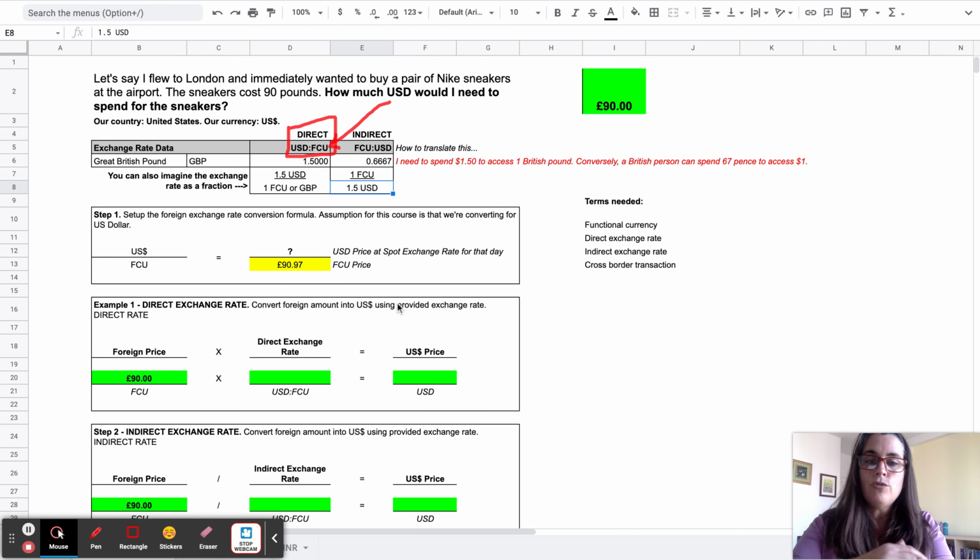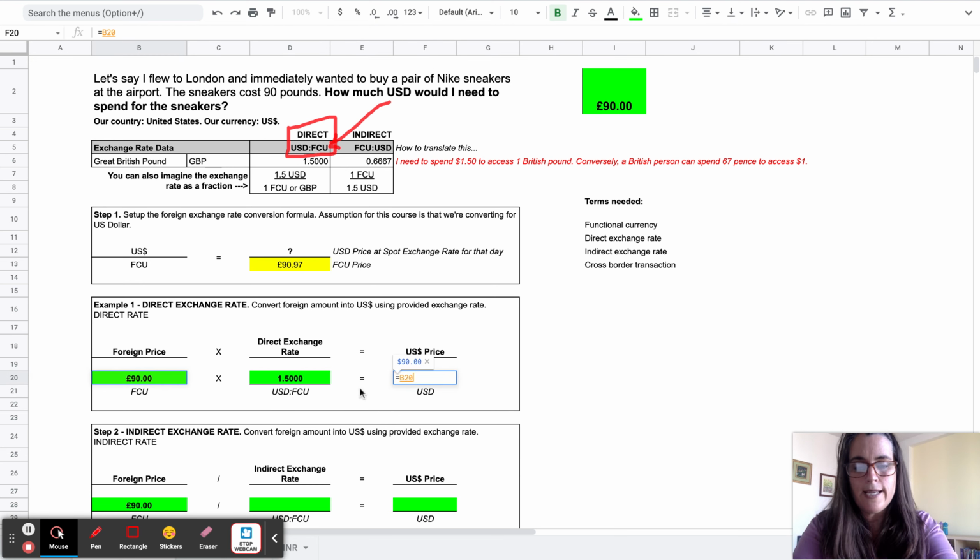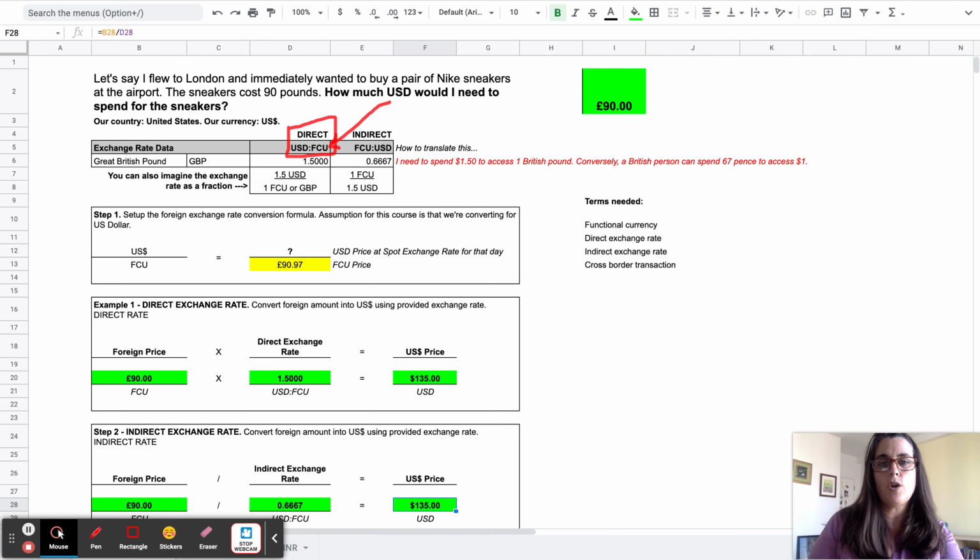Now, what do we do with the rates once we know what we're dealing with? With a direct rate, you're going to want to multiply: take the foreign price times the direct rate. For an indirect rate, you're going to want to take the foreign price and divide. And you're going to see that we come up with the same US dollar value in either case. Hopefully that is clear. Let me know if not.